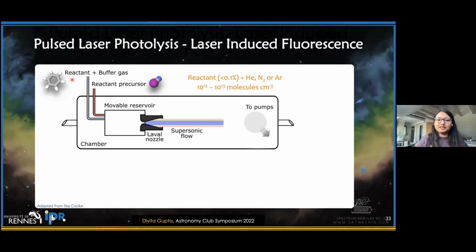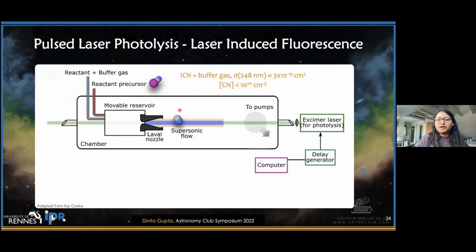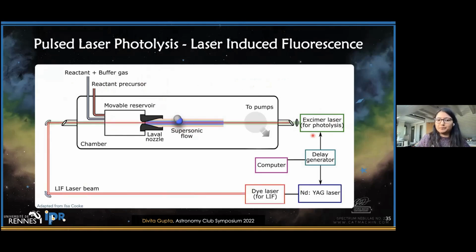So you have a precursor, you have a radical along with the buffer gas, which enter into this reservoir. You create a supersonic flow, and then you use an excimer laser, in this case at 248 nanometers, to create your radical, okay? This then starts the reaction. The ICN, or the precursor in this case, will not react with your reactant. What will start the reaction is this excimer laser. So you have real good control over the timing of when the reaction has begun.